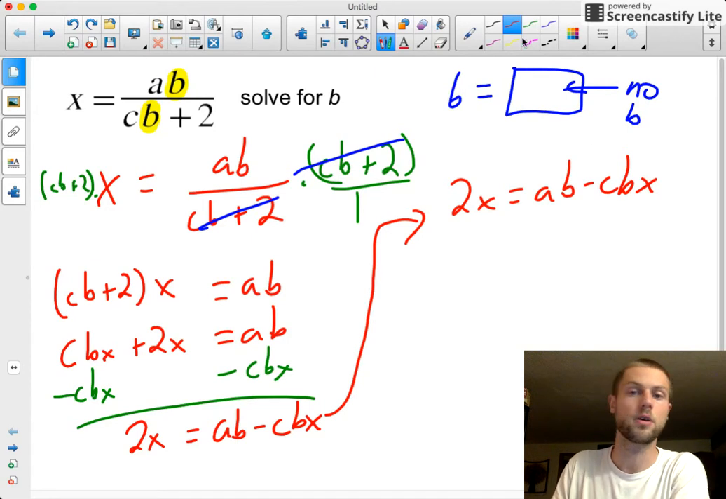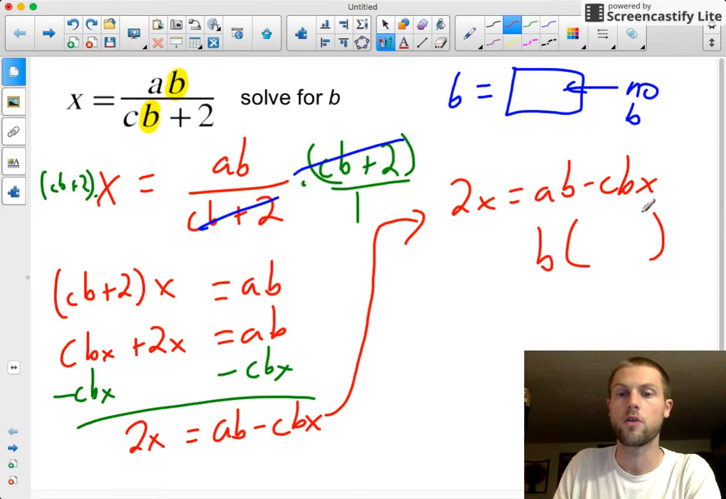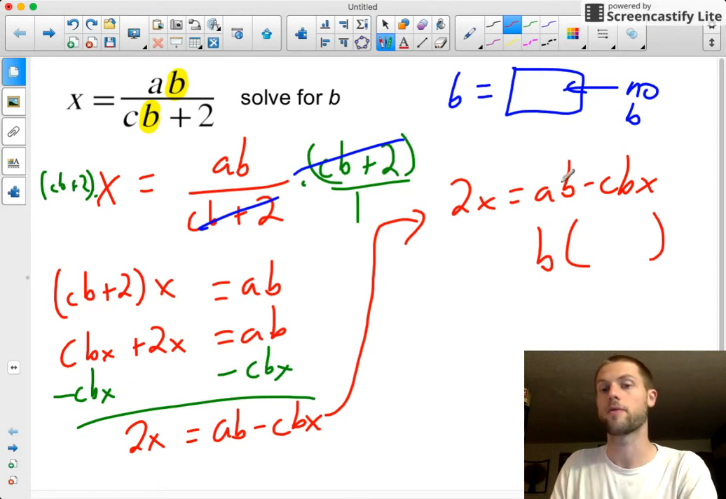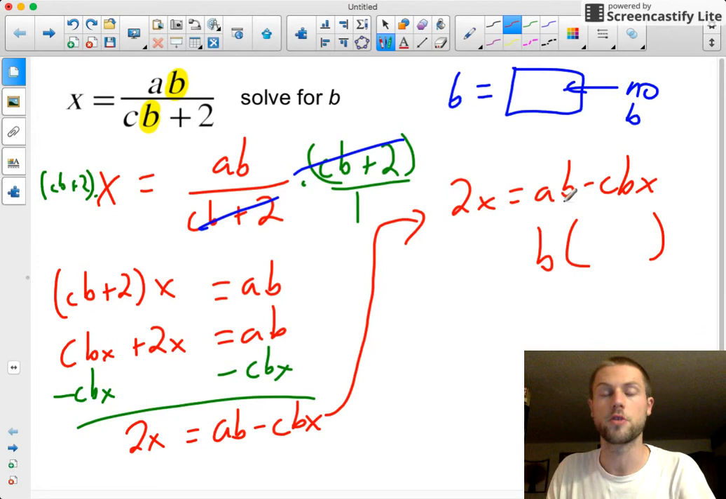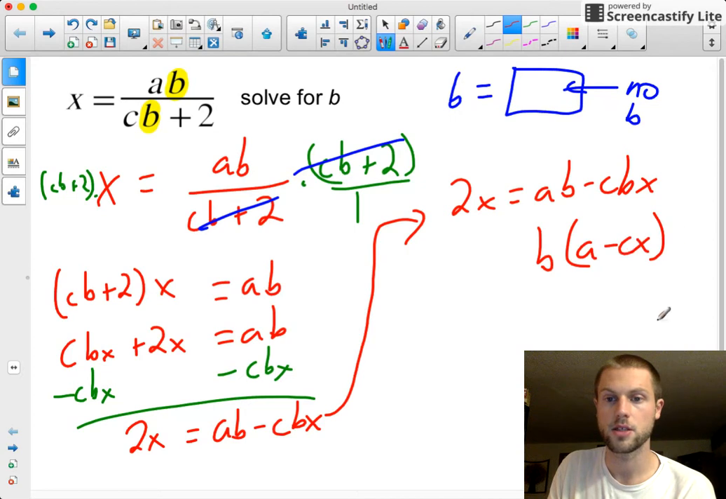So in order to get it down to just one b, I'm going to have to factor out a b from this whole binomial. I've got a greatest common factor of b between both of these. So let's factor that right out. Once I factor out the b, I'm going to have left an a minus cx. And remember, you can always check this by pretending to distribute this back out and see if you get this up here. So that would be ab minus bcx. Yeah, that's the same thing. So we're good there. And this is equal to 2x.